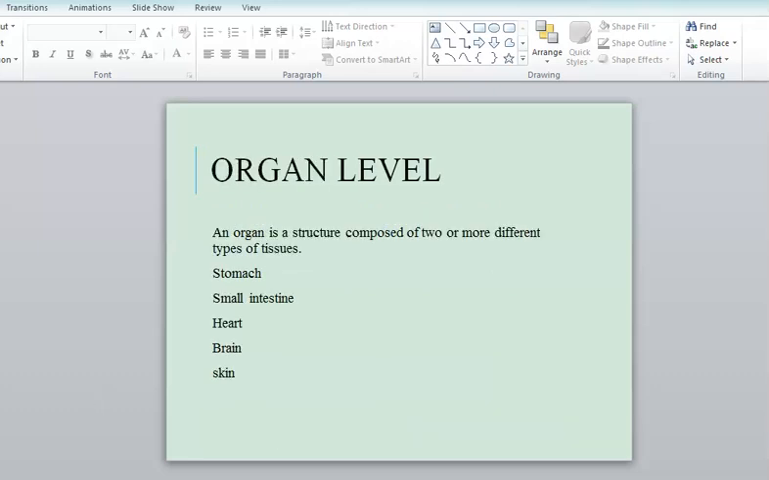So what is an organ? An organ is a structure composed of two or more different types of tissues. Examples are stomach, small intestine, heart, brain, skin, etc.